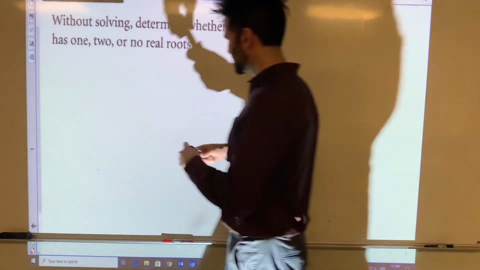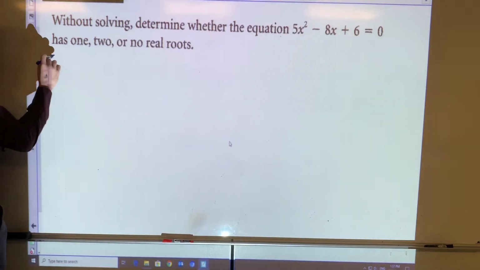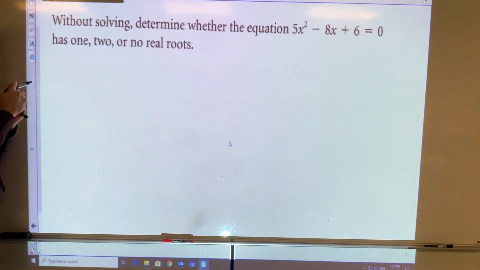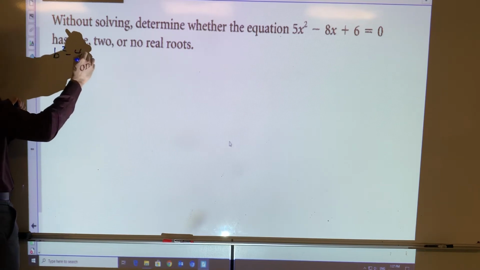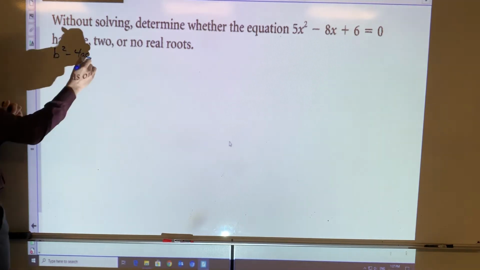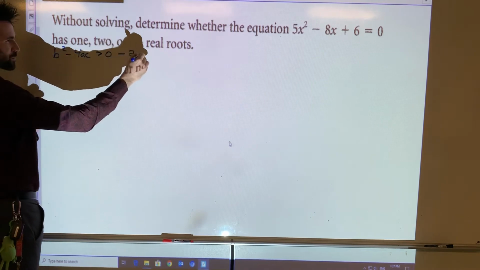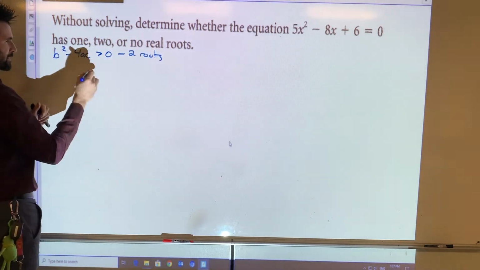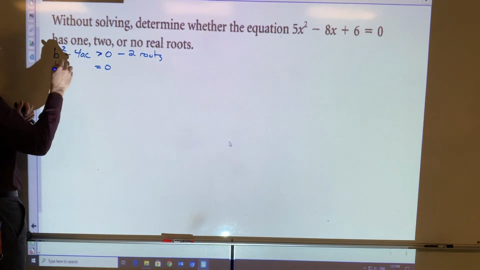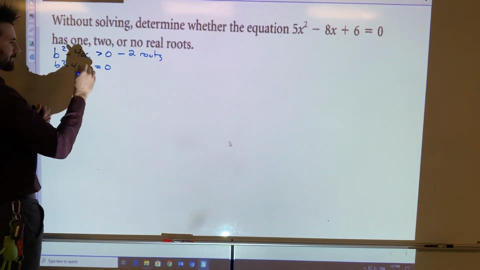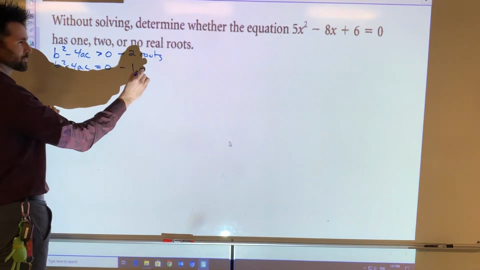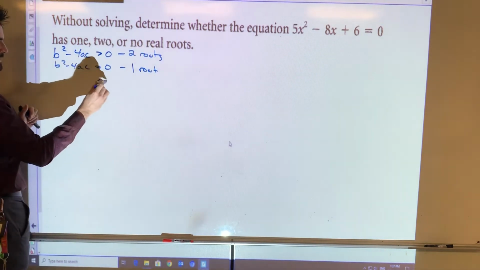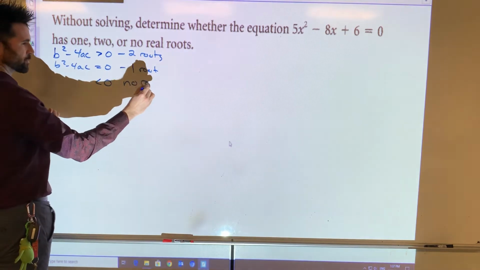So here's the discriminant. Now we know that if it's greater than 0, then there are 2 roots. Just to summarize, if it's equal to 0, then there is 1 root. And if it's less than 0, then there are no roots.